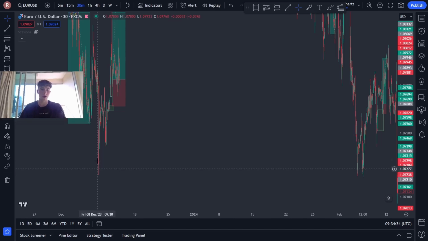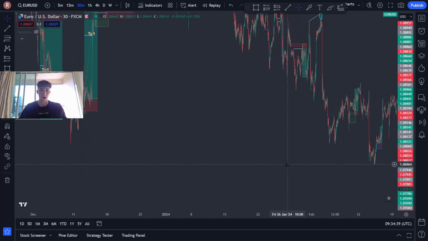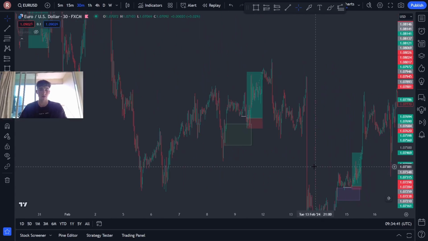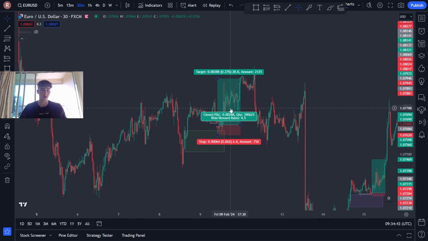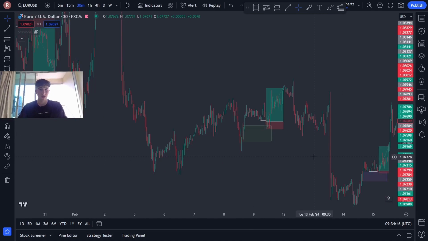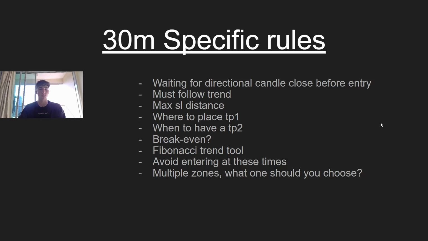If we do that here, you can see it's exactly off the bottom of this red wick. We formed the double bottom. As soon as that happened, we had buys on the table, and you can see that actually led us to taking this demand trade right here. So always being in trend is important for the 30-minute because it allows you to target TPs that we actually take. So, max stop loss distance and where to place TP1.